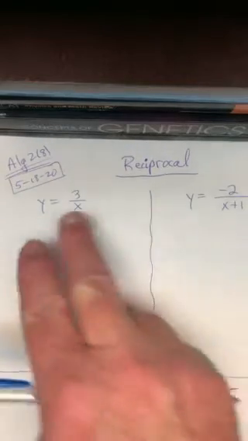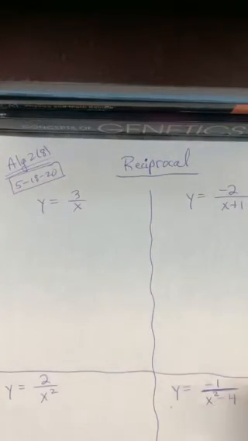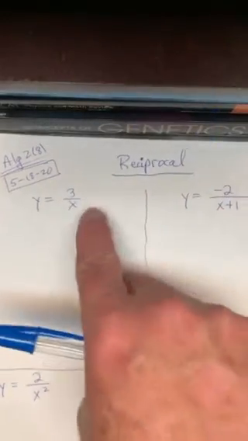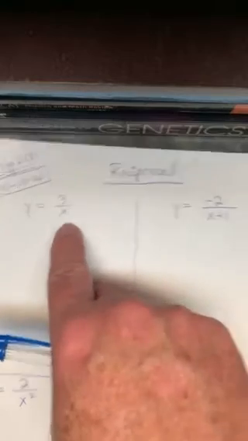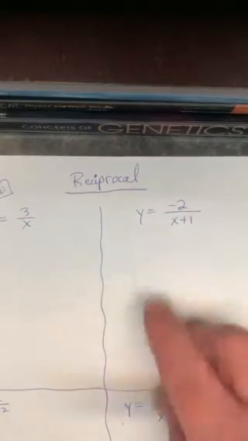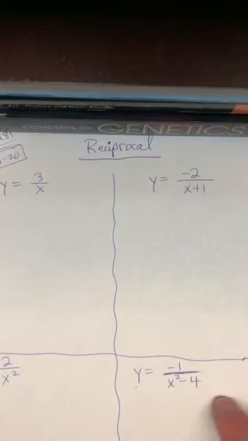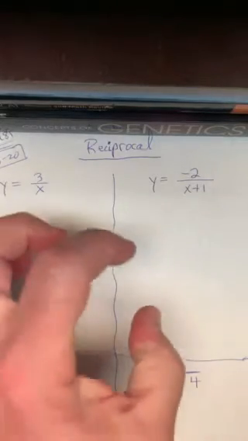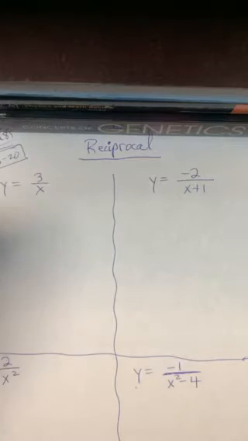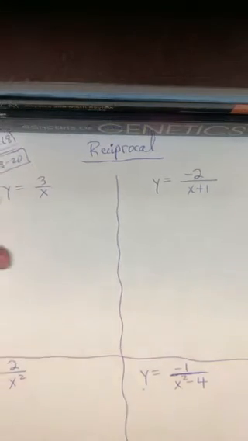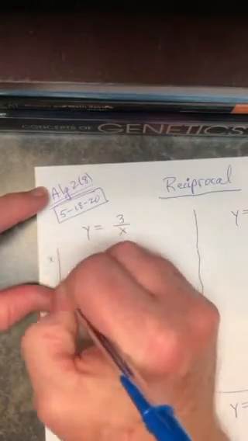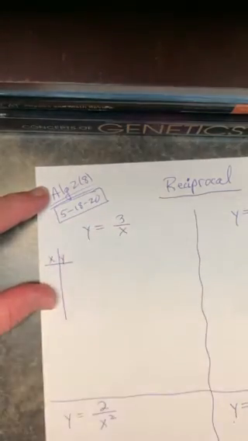Here we go. The reason these are called reciprocal functions, notice they all have an x in them, but the x has been flipped over or reciprocated to the bottom. 3 over x, negative 2 over x plus 1, 2 over x squared, and finally negative 1 over x squared minus 4. So every time you see a function that you're supposed to quickly graph and there's an x on the bottom, it's called a reciprocal function, and we'll use this process. Watch. Off to the side, we make a quick XY table.